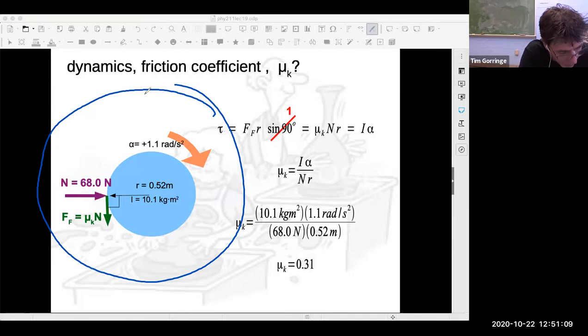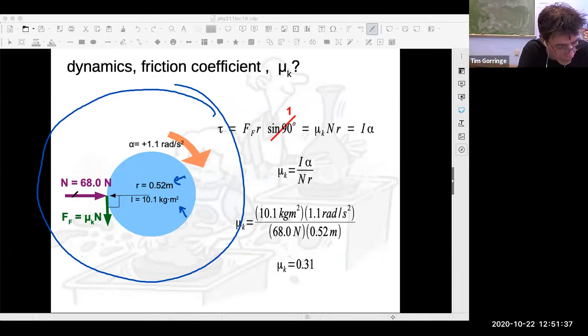So I redrew things over here on the left-hand side, and I added to the drawing some additional information that we didn't need when we were thinking about just the kinematics. So we know the radius of the potter's wheel, and we know the moment of inertia of the potter's wheel. So those two numbers we were told, and they're important for this second part of the problem.